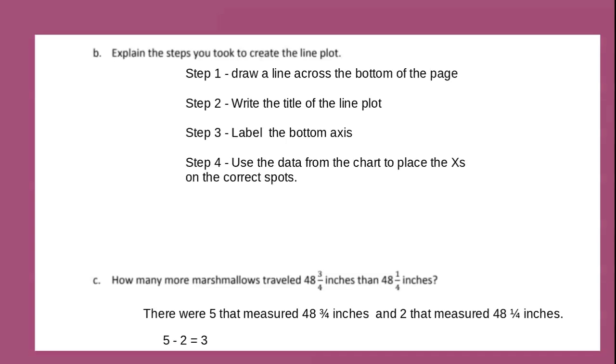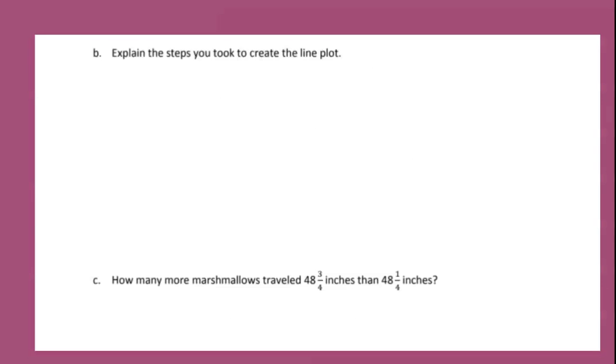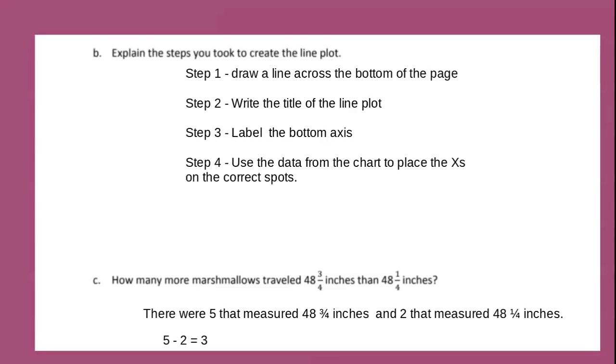Explain the steps you took. Step 1, draw a line across the bottom of the page. Step 2, write the title. Step 3, label the bottom axis, and then step 4, use your data from the chart and place the X's in the correct spots. How many more marshmallows traveled 48 and 3/4 inches than 48 1/4? There were 5 that measured 48 and 3/4 and 2 that measured 48 1/4. 5 minus 2 would be 3. 3 more.